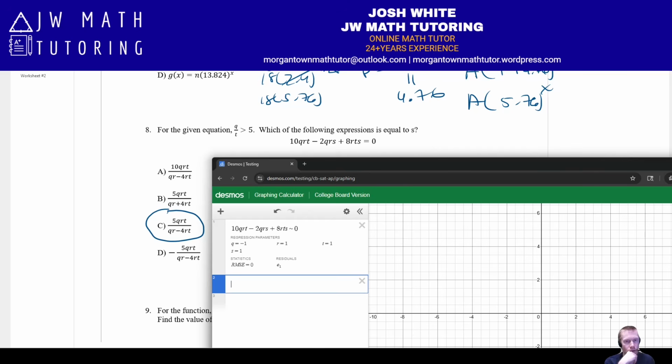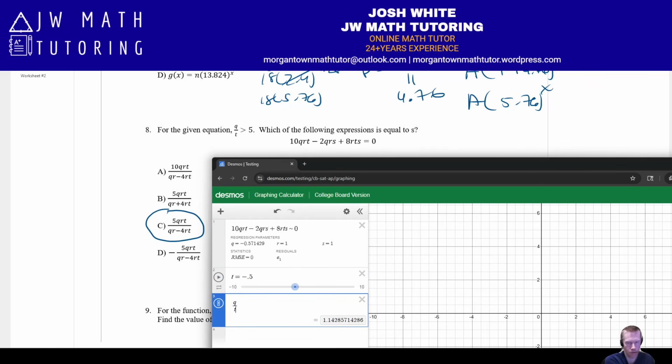Now, a couple things to note here. First of all, q over t has to be greater than 5. For the given values here, that is actually not true because q is -1. -1 is not greater than 5. So we need to fix that. So I'm going to make t, I don't know, maybe -0.5. Can I do that? Okay, but it doesn't make q greater than 5. It does still make it at least a positive value, though.